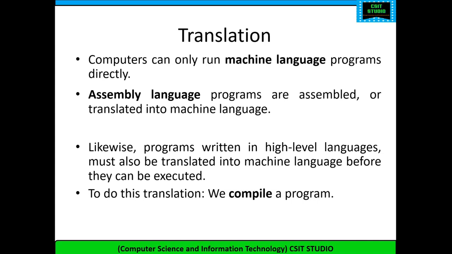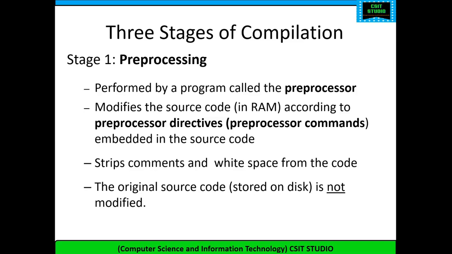Again, compiling is a multi-stage process. It is performed in three steps. In the first step, we do pre-processing. Basically, pre-processing modifies the original source code in memory depending on some commands that we call preprocessor directives. These are already written in the source code, so we first perform processing on these.